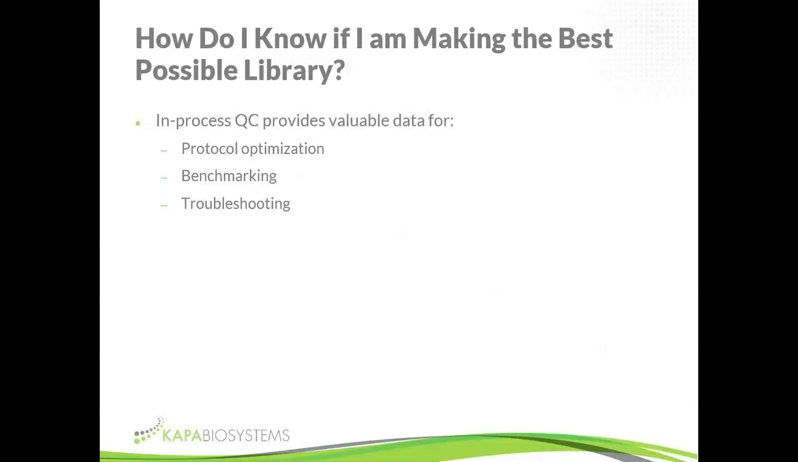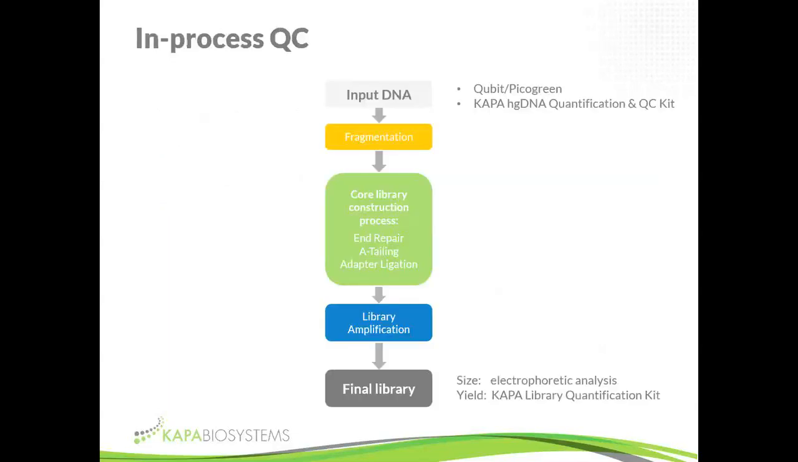And so if we look at the process again, here's your input DNA and your final library. In between, we have these three stages: fragmentation, the core library construction process, and library amplification. Most people quantify, so at least do some QC on input DNA. It's important to know what you're starting with and what the quality is.